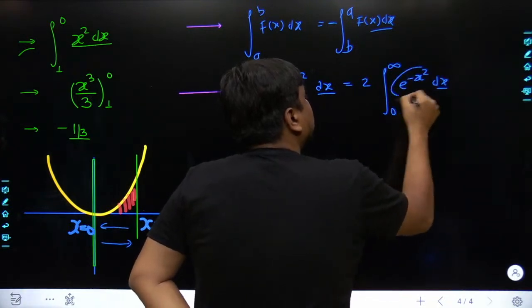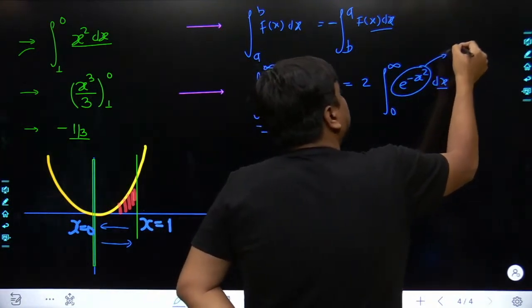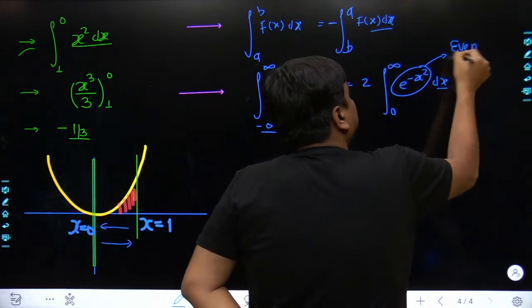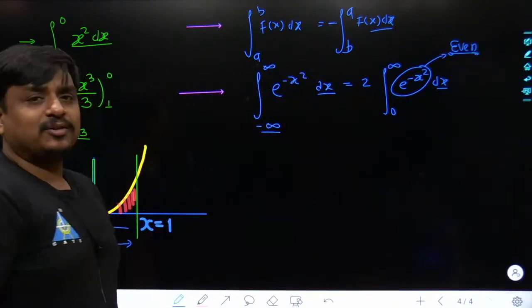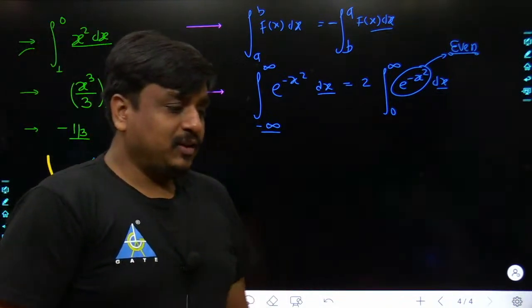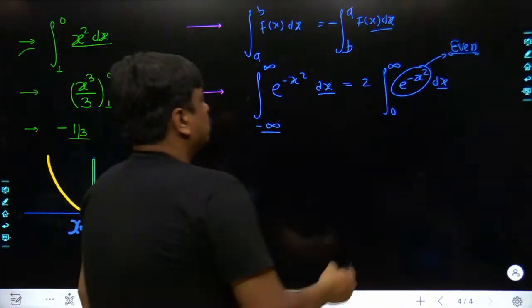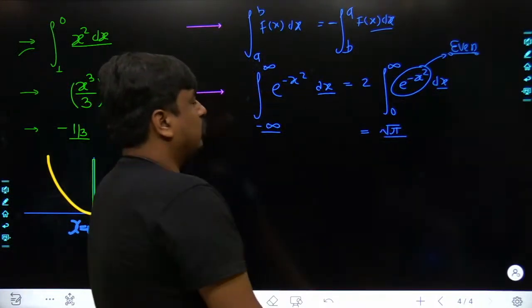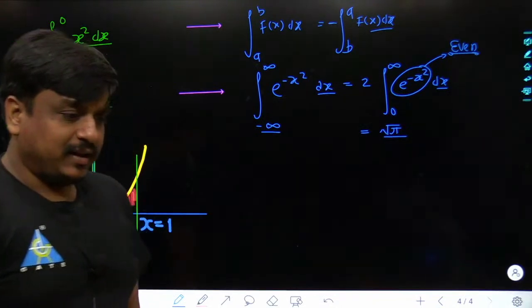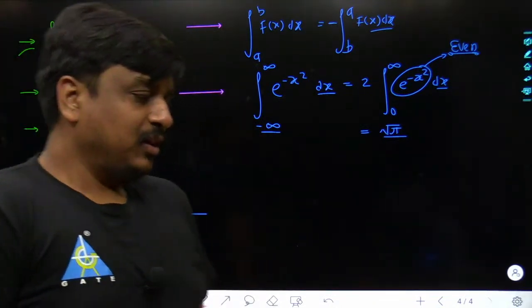Why? Because e to the power of minus x square is an even function, and if it is an even function, it would concede the same area towards left hand side as well as right hand side with the same span, obviously. So the answer is going to be root pi. So almost all of the students who have given the answer are perfectly correct.